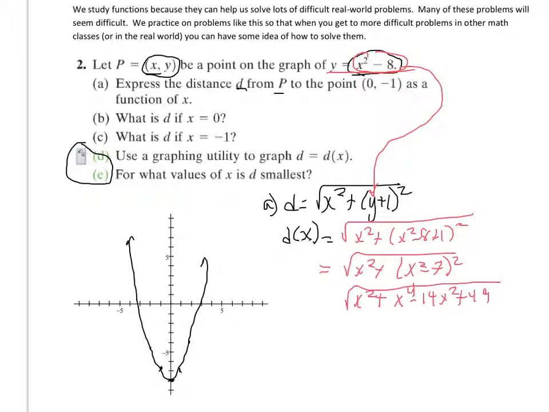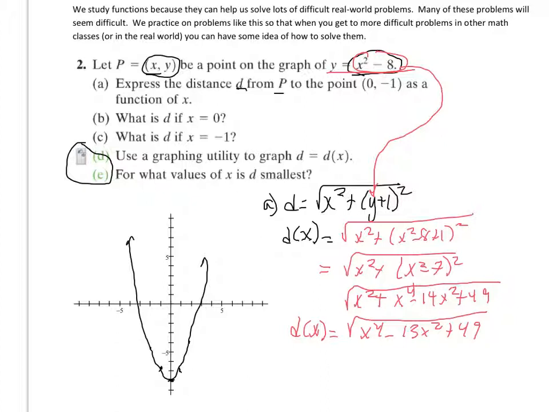Now we combine our two like terms. So our final result, our distance as a function of x, is the square root of x to the fourth minus 13x squared plus 49. Now, why would we do that? The reason: we don't even have to know what y is in our equation to find the distance. All we have to know is x, and that's kind of cool. So now we look at part B.